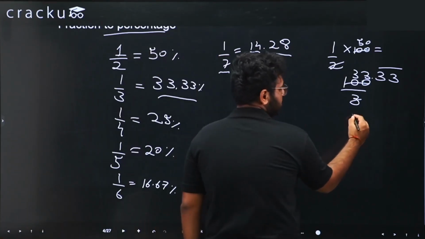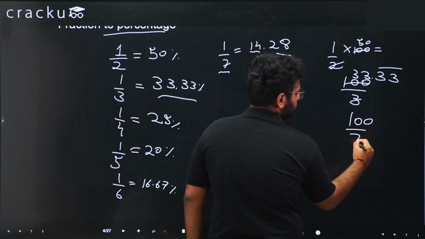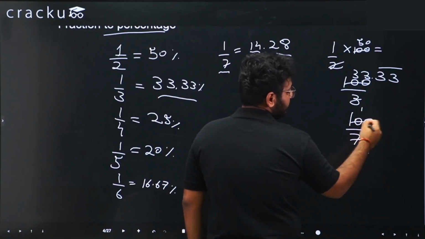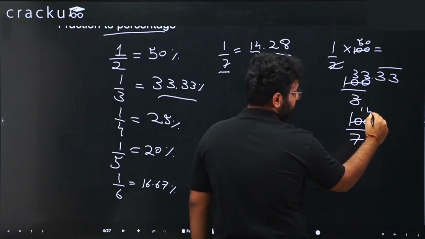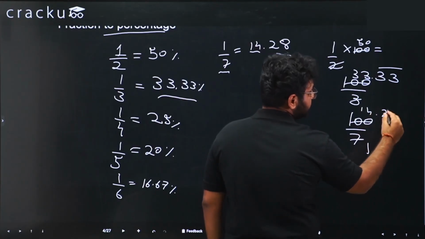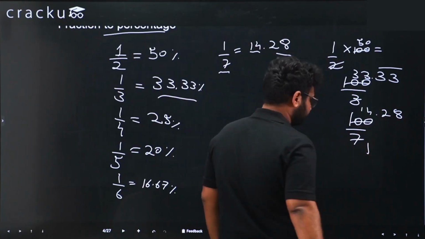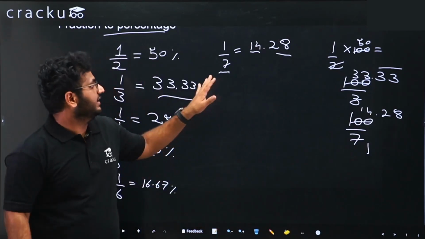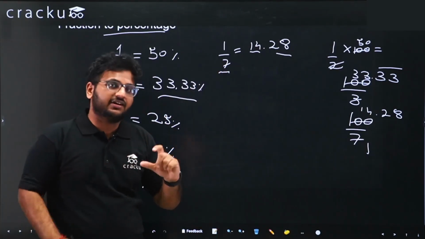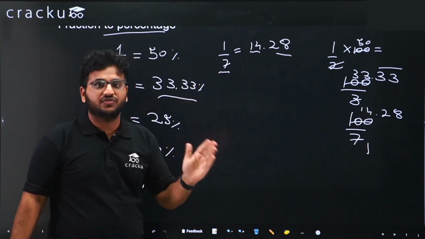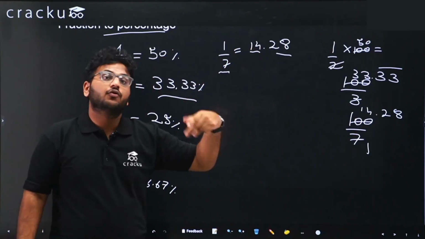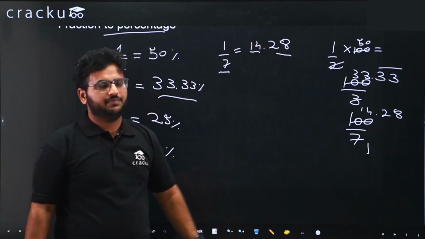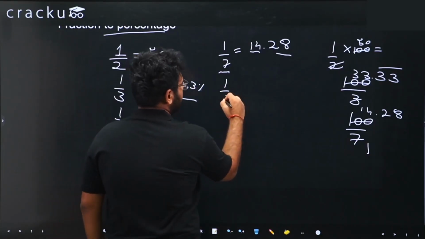So what I did was 100 by 7. So 7 1s are 7, 10, 30. So 7 4s are 28, 20. So 7 2s are 14, 6, 60. So basically, it's just a trick to remember it easily. So 1 by 7 is what? 7 2s are 14. So 14. 14 2s are what? 28. So 28.